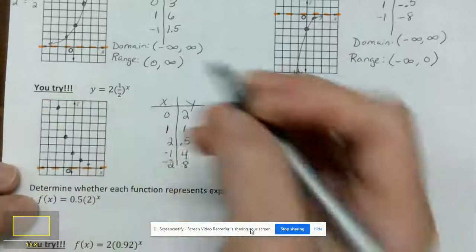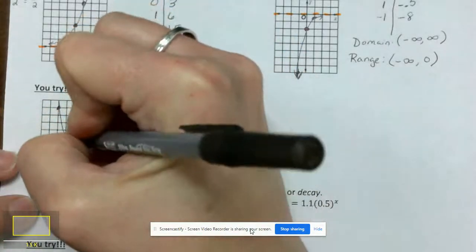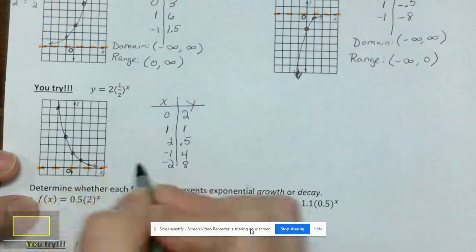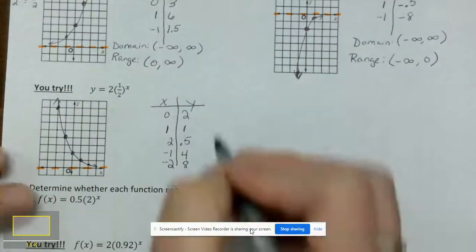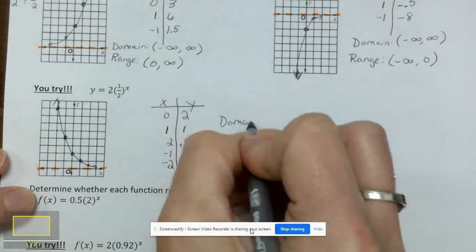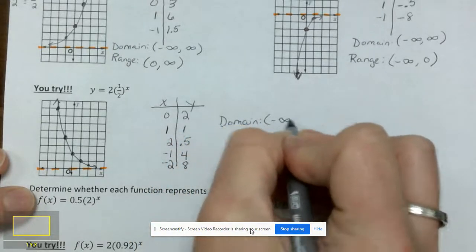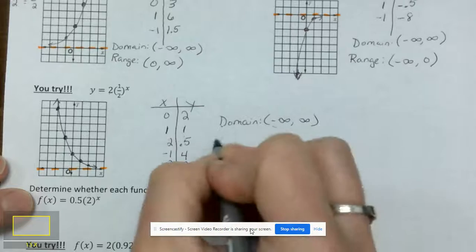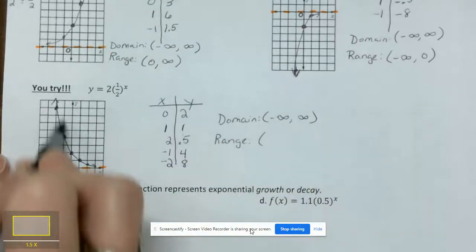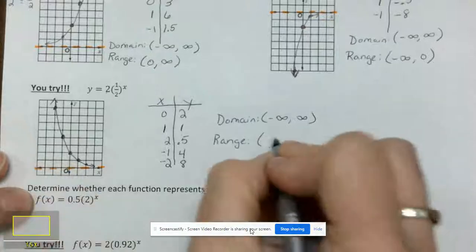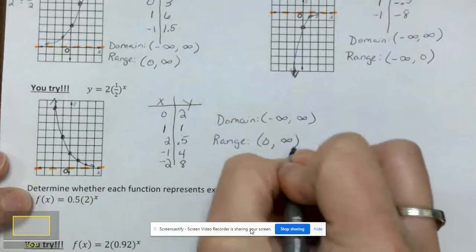That's this point here. So you can see we have a graph that does something like this, and it's going to continuously get closer and closer to that x-axis, but it's never going to touch it. Your domain, the domain of all of these, is negative infinity to positive infinity. And the range is everything positive. So this is going to be 0 up to infinity.